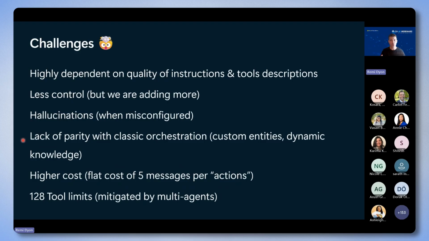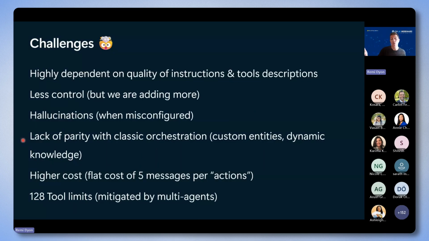Today it worked pretty well, but it's highly dependent on the quality of your instructions and the tool descriptions. So you have to be very careful on how you craft them. You have to iterate, try some instructions, tweak them a little bit, try again. So it takes a lot of trial and error, and it's not ideal. It feels like there is less control than the classic orchestration. It's true, but we are adding more with the new three triggers that I mentioned.